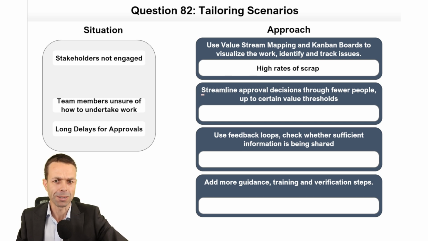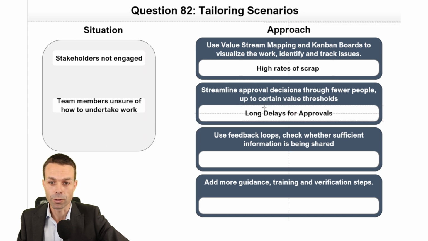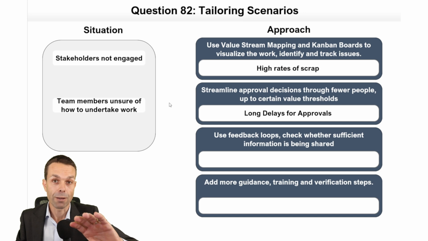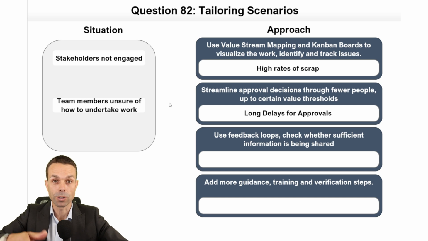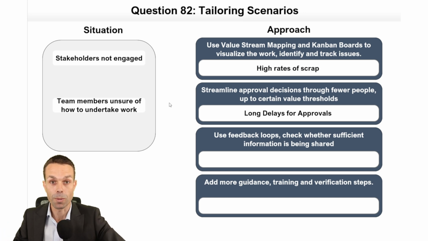This one's pretty tricky. Streamline approval decisions through fewer people up to certain value thresholds. We're going to do that if there are long delays for approvals. So if we have long delays for approvals, we can have fewer people approving them. And so it's not going through too many people. And we can have different value thresholds. So we don't have to have people approve millions of dollars. We can have smaller amounts and different thresholds there. That's actually a really good problem-solving one.